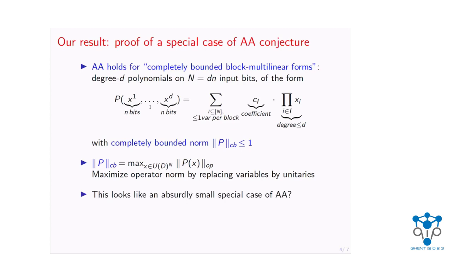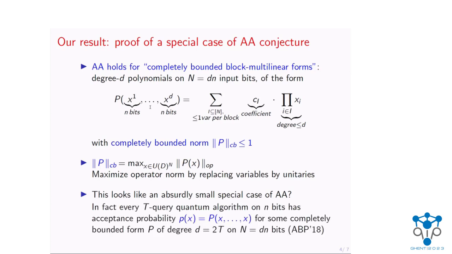But it is actually very closely related to generic quantum algorithms in the following way. For every T-query quantum algorithm on little n bits, there will exist a block-multilinear, completely bounded polynomial on capital N bits, where if you were to substitute the same little n bit string for each of the D blocks, you get the acceptance probability of your quantum algorithm. So structurally, this is pretty close to what arbitrary quantum algorithms can achieve in terms of polynomials.